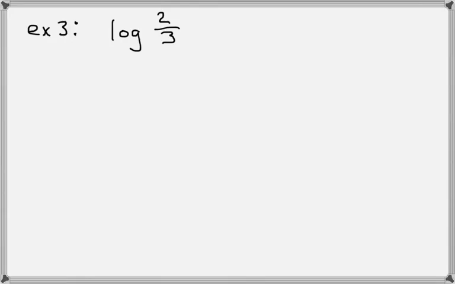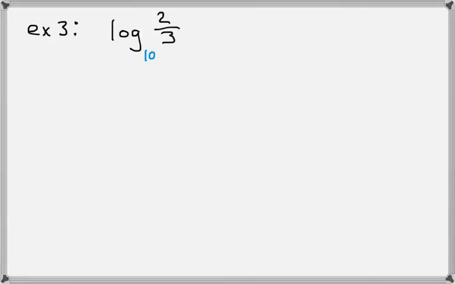In this example, we have a log of 2 over 3. If there's no base listed, then it is assumed to be a 10. So if it helps you to have that base there, you can go ahead and write it in. But anytime the base is not there, it is assumed it is just a 10. That is your normal base.